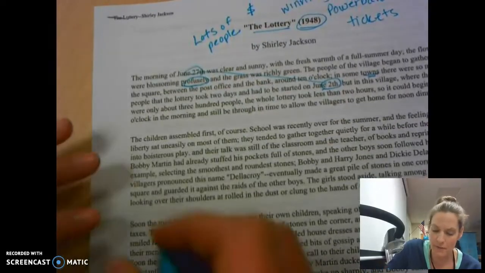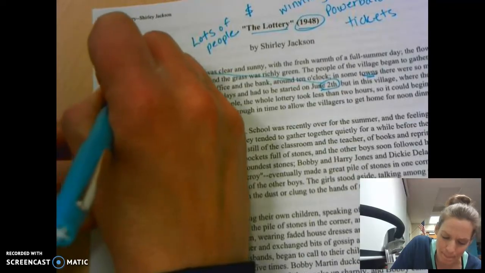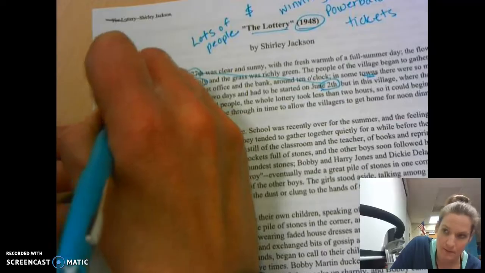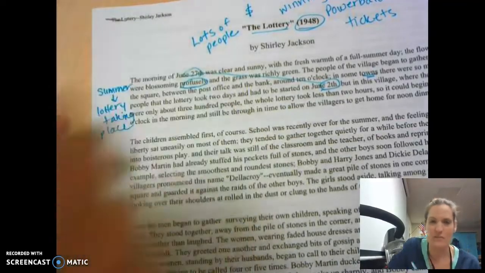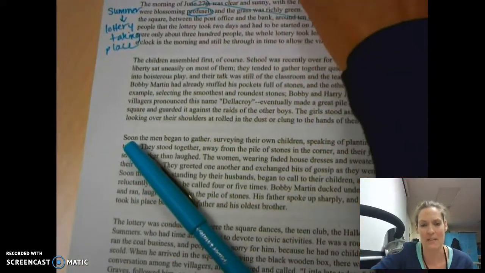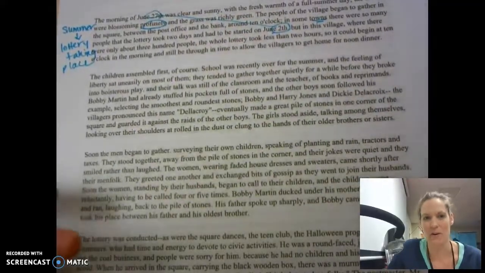Okay, so this paragraph is basically setting us up: it's summer, and there's a lottery taking place. We're just getting ourselves acclimated to what is happening in this story. Okay, let's continue to the next paragraph.